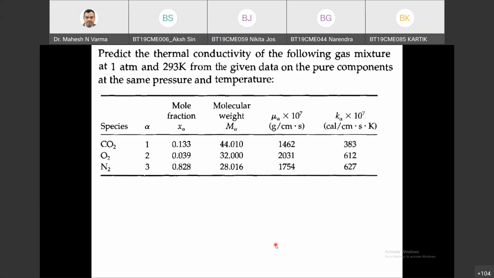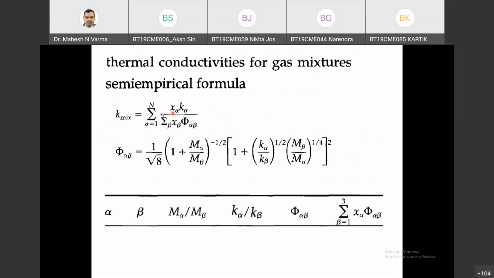We have already solved one problem. Exactly a similar problem was solved for viscosity, and that time we used this data. Now replace the data by thermal conductivity, and get the value of thermal conductivity of the mixture containing 13.3% carbon dioxide, 3.9% oxygen, and 82.8% nitrogen. So you can use this data.